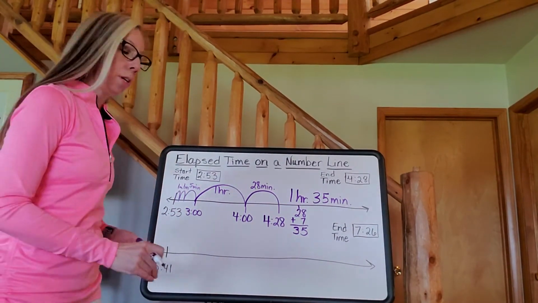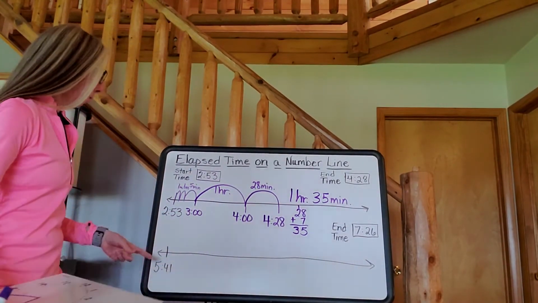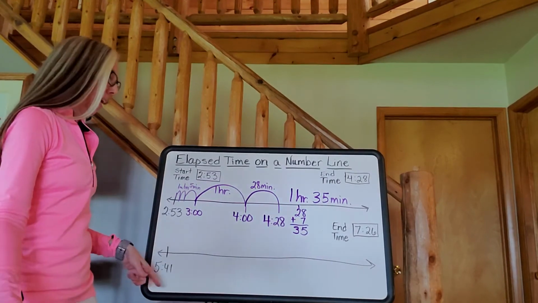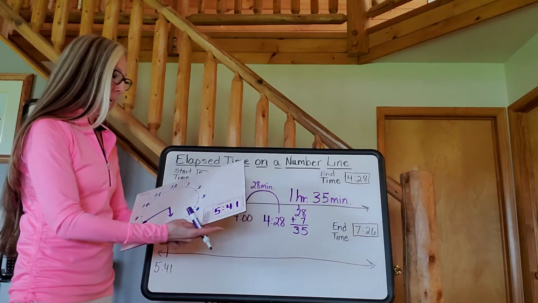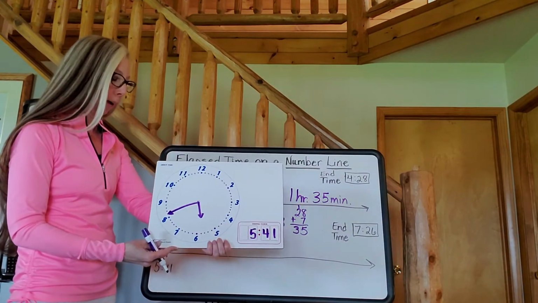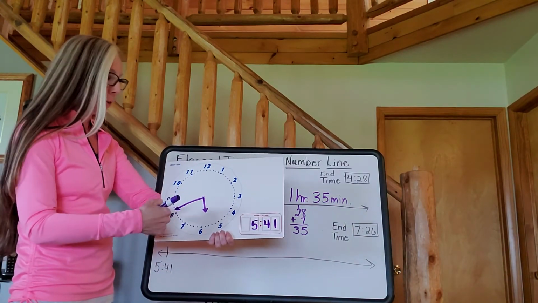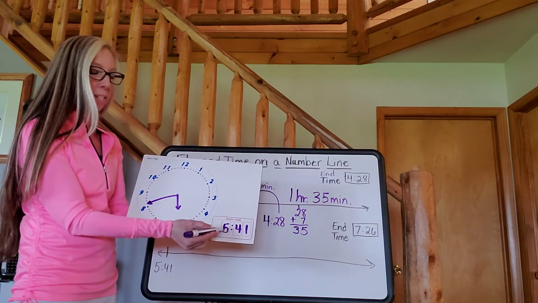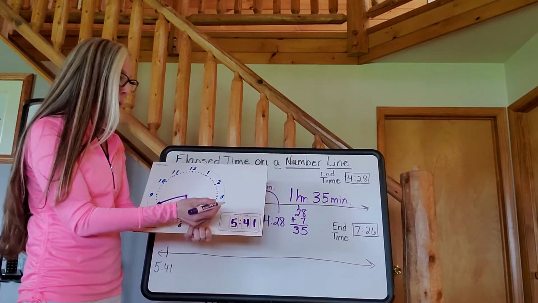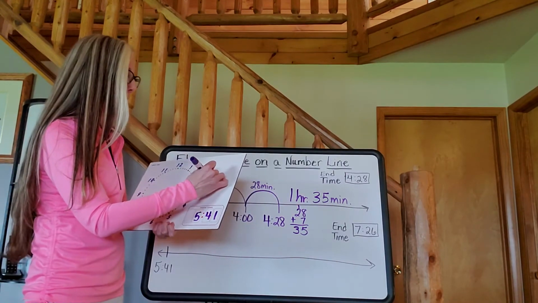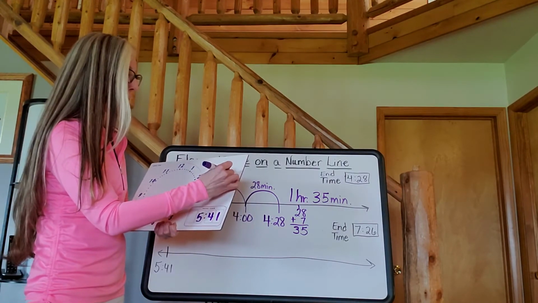Okay, so I have my boards ready. This next example, we're going to start at 5:41 and we're going to end at 7:26. So I have set up my little board for 5:41. We need to go from 5:41 to the next hour. Well, 5 is the hour hand on our board, so 5 plus 1 is 6. So we want to get to 6 o'clock. 6 o'clock is our goal on this little board.